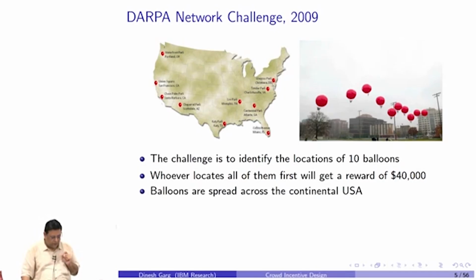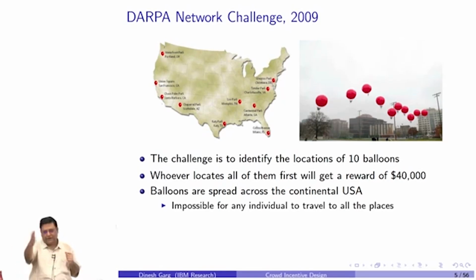Very nice. What happens next? Of course, balloons are spread across the continental USA, and it is impossible for any individual to travel to all the places and spot these 10 balloons. You cannot travel across the United States, it is a big land. And it's a time critical competition. So you have to be really crazy in your approach, because if you are not first, then all your efforts are wasted.